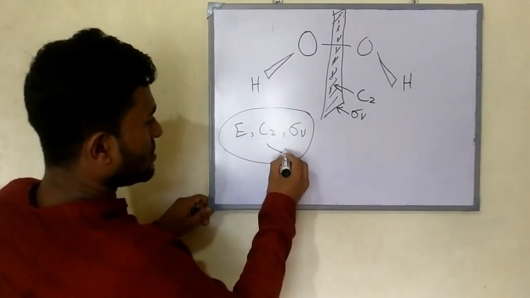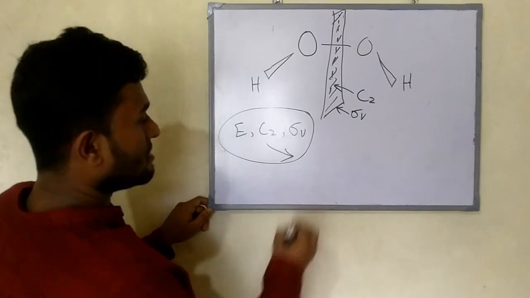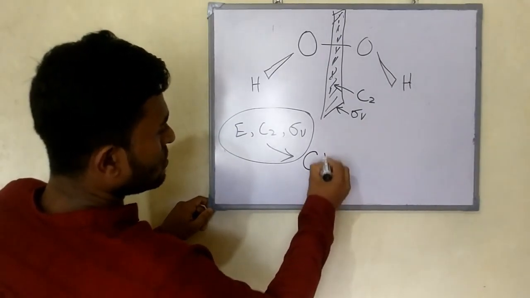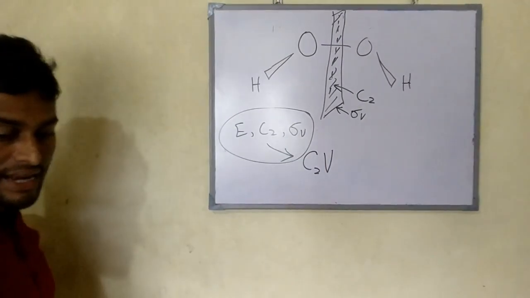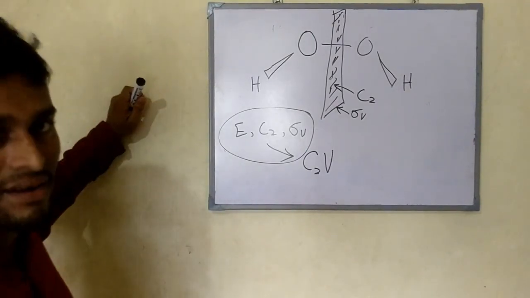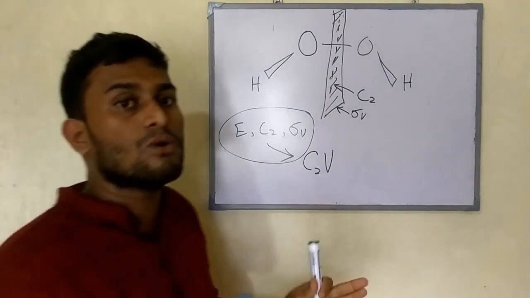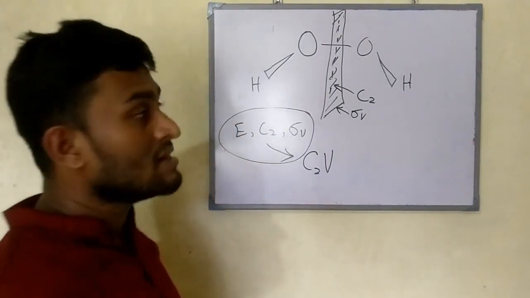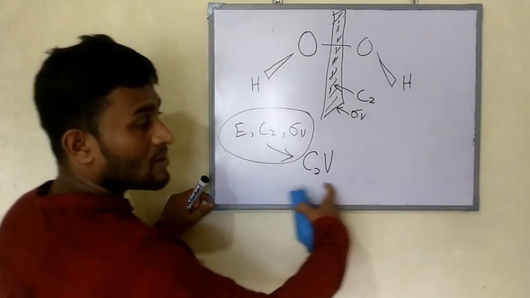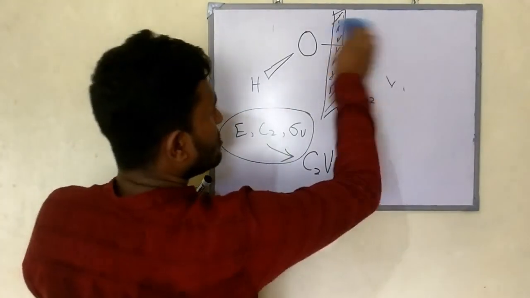So from this, the Schoenflies symbol will be C2V. Anyhow, most abundantly normal hydrogen peroxide is there, so the point group or the Schoenflies symbol will be C2. But rarely you can write C2V also.